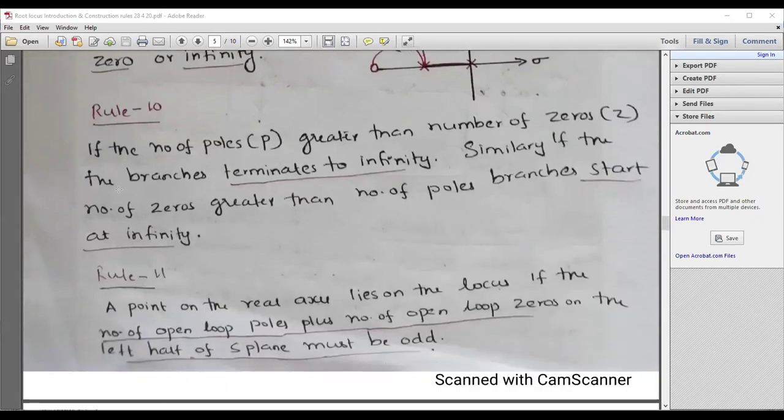Rule number 9, the root locus always starts from the open loop poles and terminates at finite open loop zeros or infinity. Rule number 10, if the number of poles is greater than the number of zeros, the branches terminate at infinity. Similarly, if the number of zeros is greater than the number of poles, branches start at infinity.